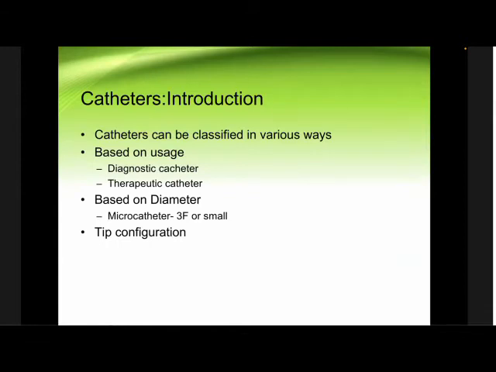Catheters can be divided in various ways. Based on the usage, they can be divided into diagnostic and therapeutic catheters. Based on the size, microcatheters are defined as size less than 3 French. And based on the tip configuration, they can also be divided into multiple types.